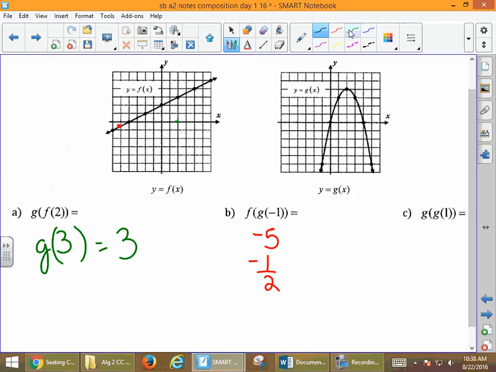When we looked at letter C, notice that we can use the same function more than once. G of g of 1. And come up here. G of 1 is 3. Well, we figured out that value. Now what we want to figure out is, what does g of 3 equal? So we're going to stay on that same graph. G of 3, 1, 2, 3. We already actually did that back there in example A.